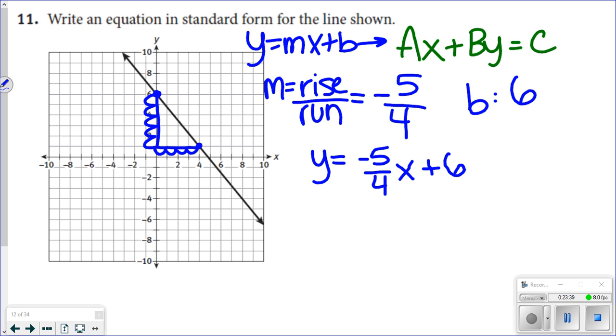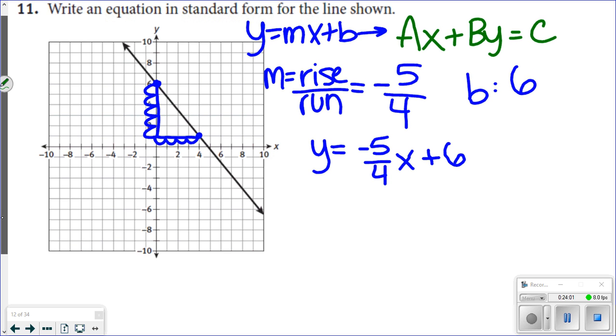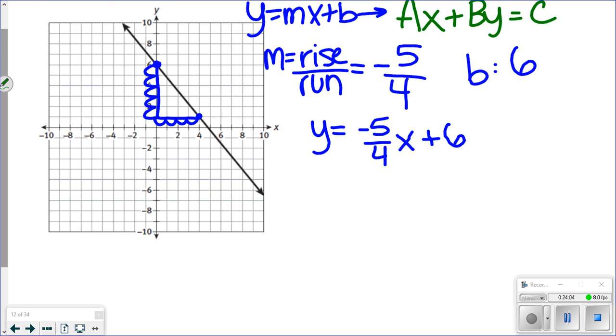Perfect. Now let's convert. We know how to do that. We did it a few times already today. But wait a second, standard form cannot have a fraction. So let's eliminate, or get rid of, our fraction first. What that means is we need to get rid of this denominator. What's in the bottom of our fraction here? It's 4. The opposite of dividing by 4 is to multiply by 4. I need to multiply every term by 4.